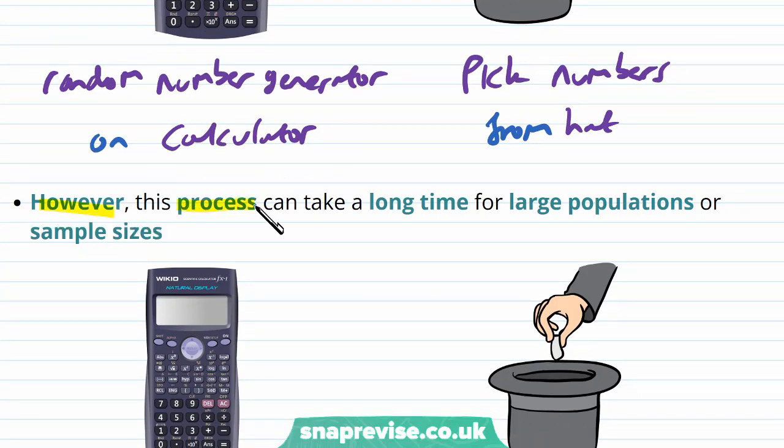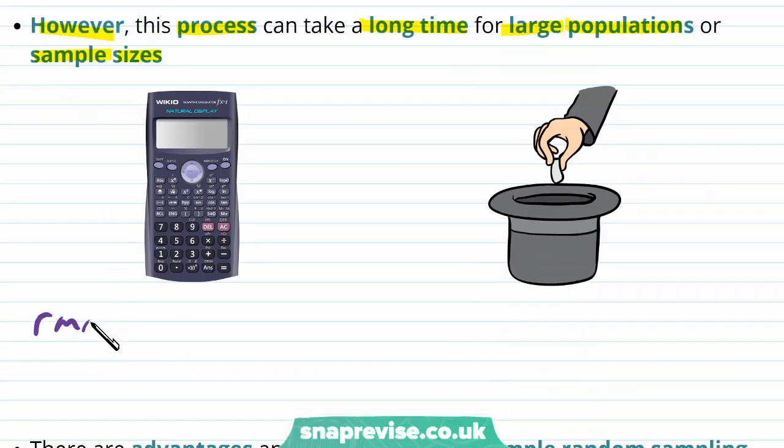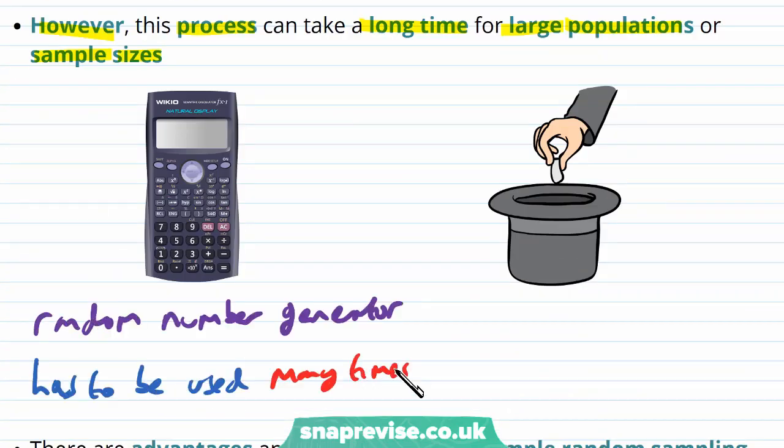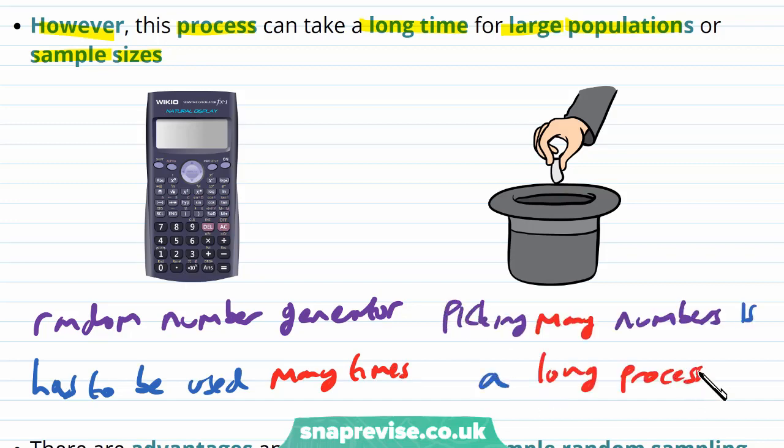However, this process can take a long time for large populations or sample sizes. On the calculator, the random number generator has to be used many times. Or with the hat, picking many numbers from a hat is a long process.